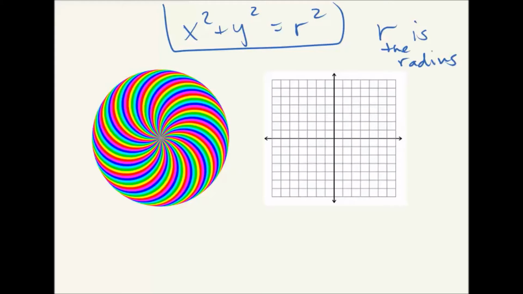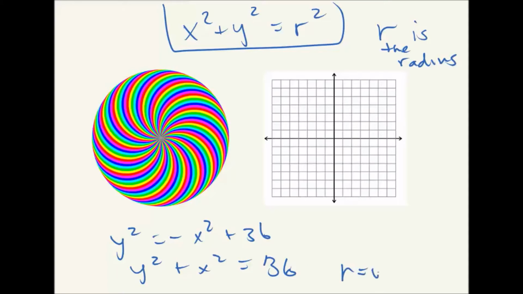So an example of this might say something like graph y squared equals minus x squared plus 36. The first thing you have to do is get that in standard form. So y squared plus x squared equals 36. We're just going to add that x squared to the other side, because now it's in the form x squared plus y squared equals r squared. So because we know that r squared equals 36, r equals the square root of 36, or just 6.